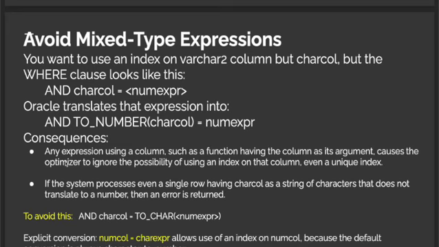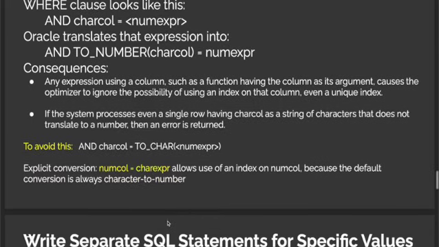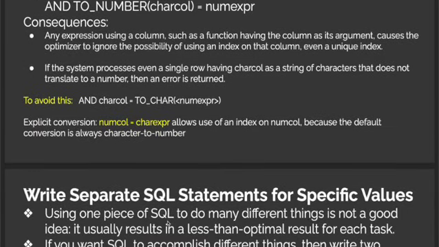You can avoid this problem by replacing the top expression with the explicit conversion, like this: char column equals to_char of number expression. For example, if you have a number expression, then do it with to_char. It allows the use of an index on the char column, because the default conversion is always character to number. This behavior, however, is subject to change. Making type conversions explicit also makes it clear that the character expression should always translate to a number.